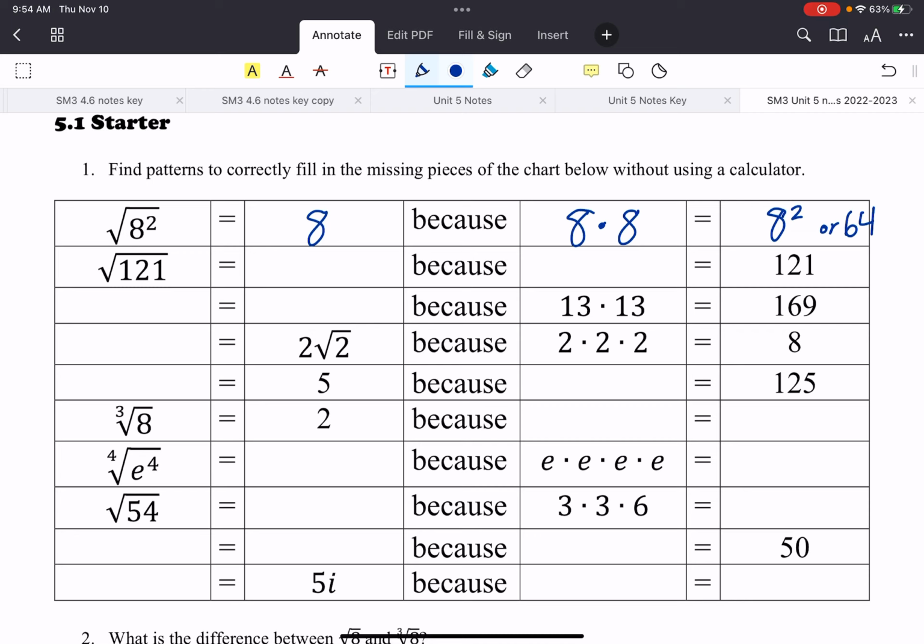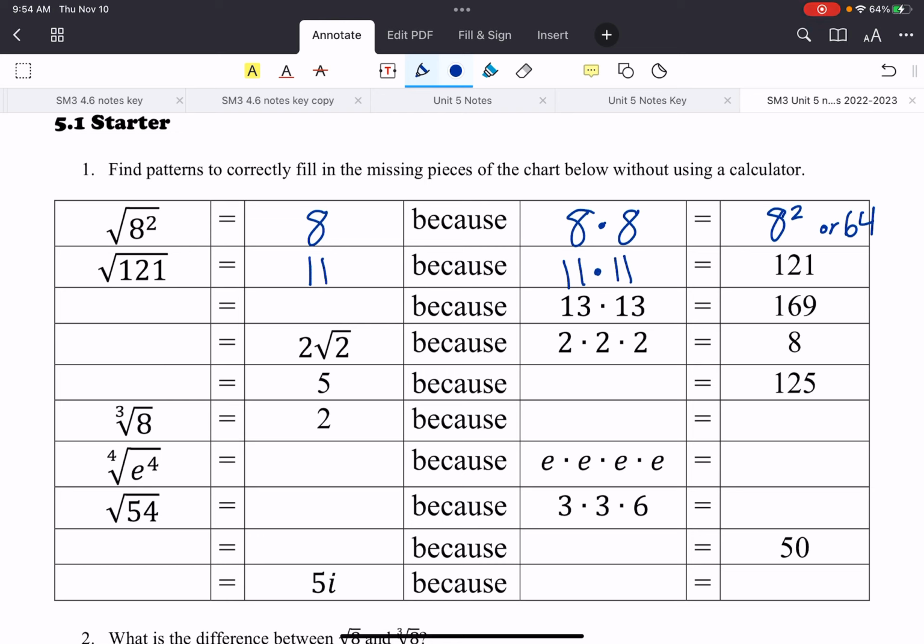Yeah. So the reason why I wrote the 8 squared is the pattern here was everything inside of these square roots were on this right side. Okay, and then you notice right here how many times they're being multiplied to each other is here. So what is the square root of 121? 11. So this would be 11 times 11.